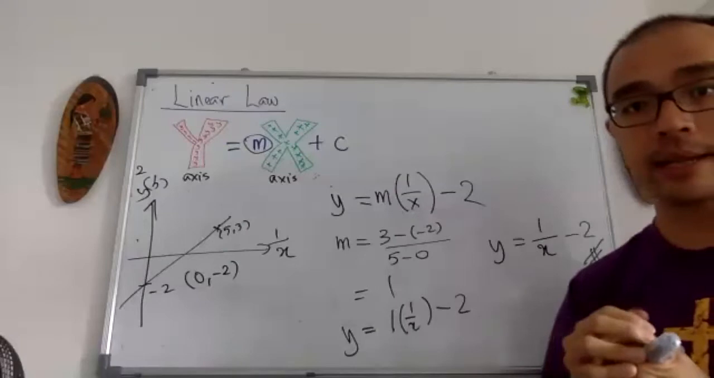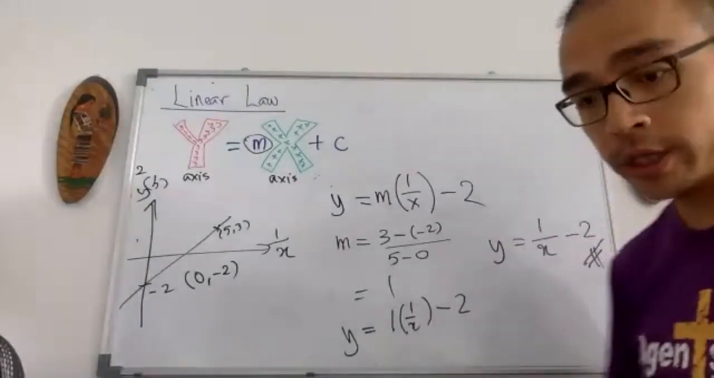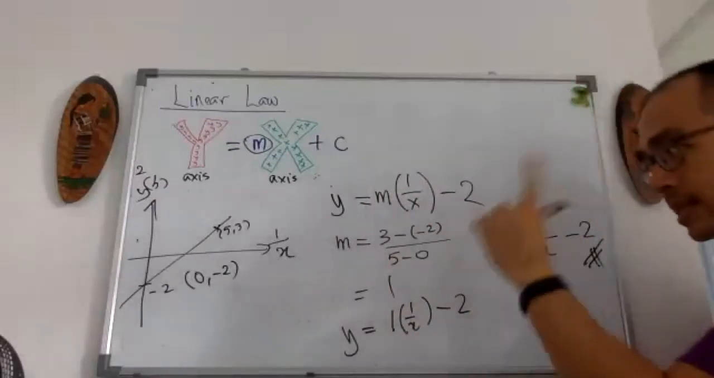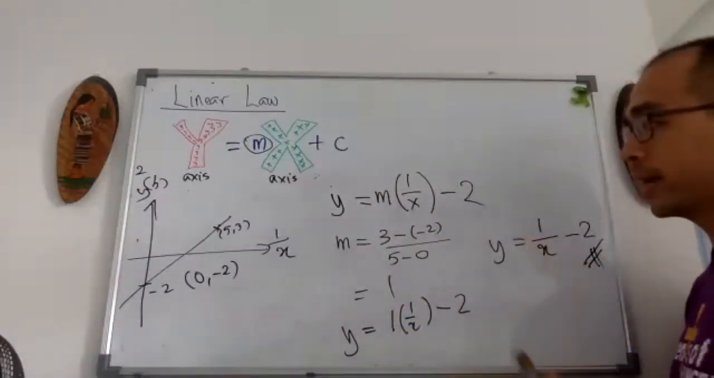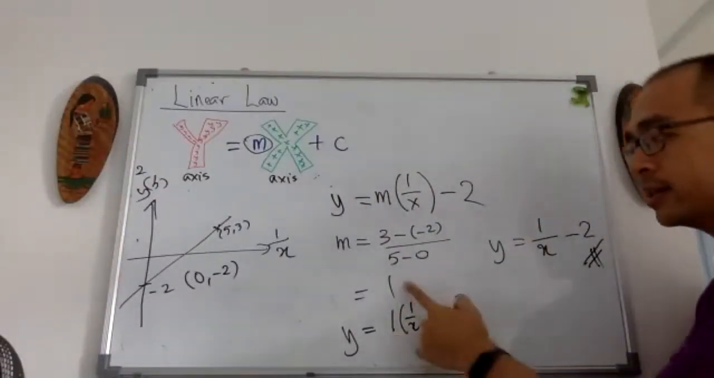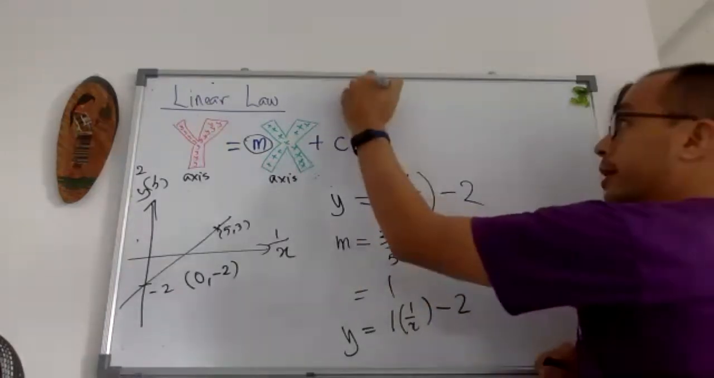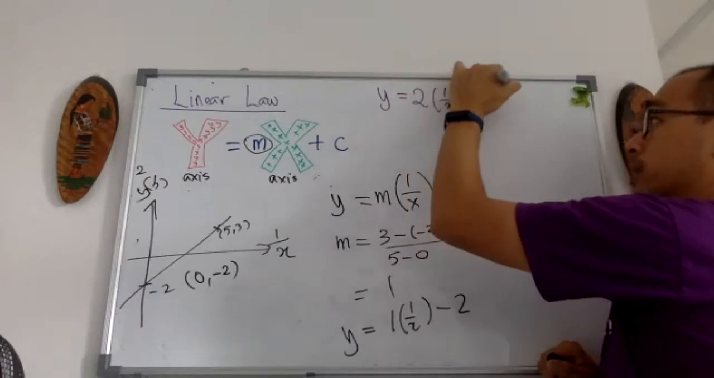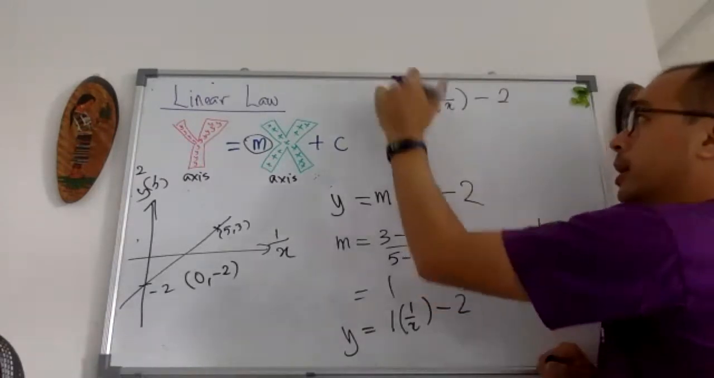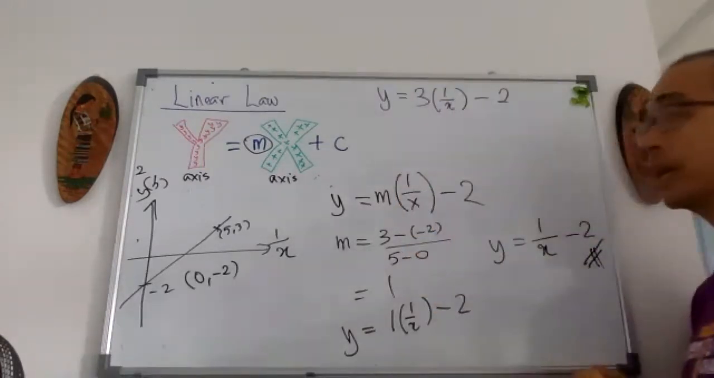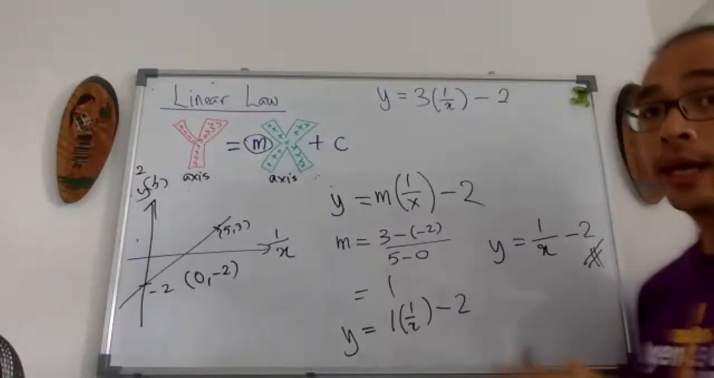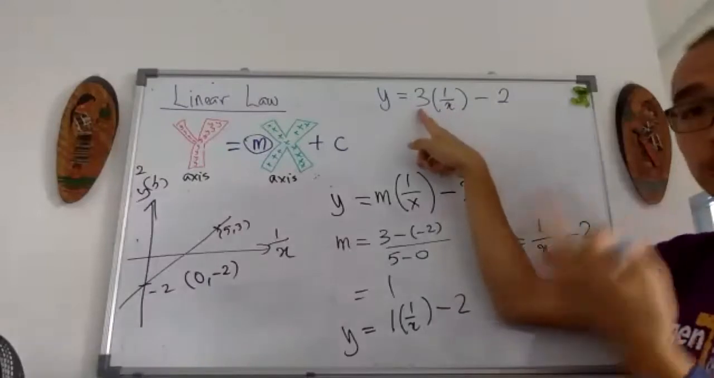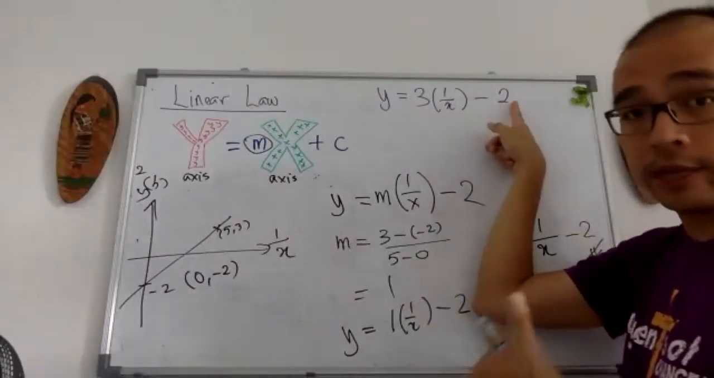Okay, before we continue, I just want to mention one thing. Let's say, for example, this is a different example. Let's say our gradient is not 1. Let's say our gradient is y equals 1 over x minus 2. Okay, I'm going to use a different number. Let's say our gradient is 3. Now, according to our reference, this makes sense. Our gradient is 3, our y-intercept is -2.